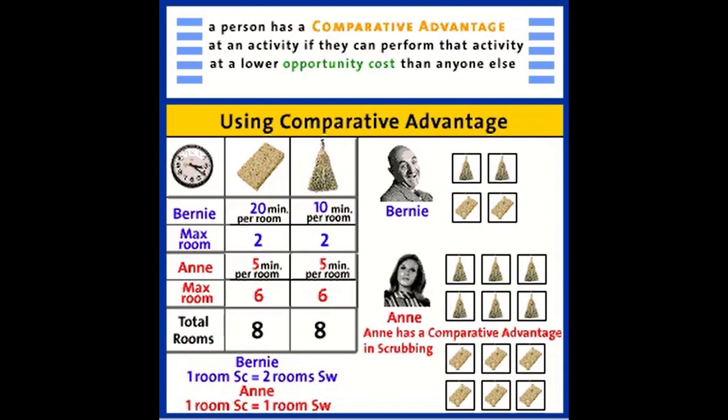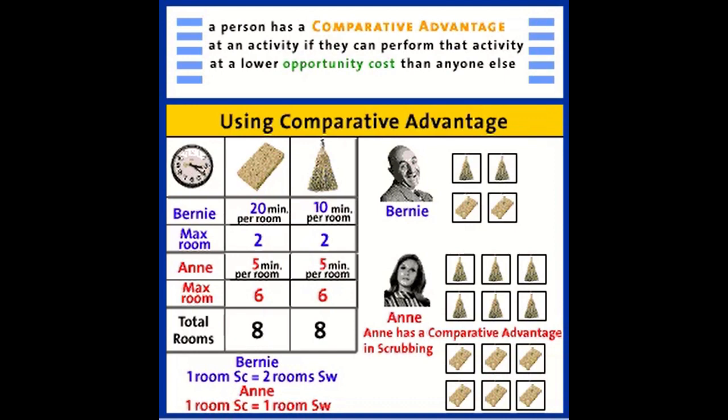Well, why should you care? Why should you care that Anne has a comparative advantage? Because comparative advantage is a guide to how Bernie and Anne can specialize and therefore increase their wealth. By specializing in trading, Bernie and Anne can clean more rooms than they can working independently. Let me show you how this works.